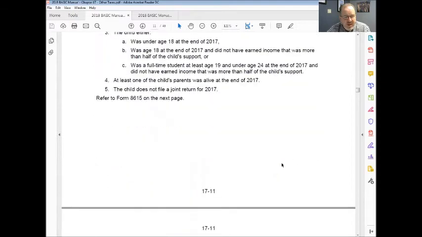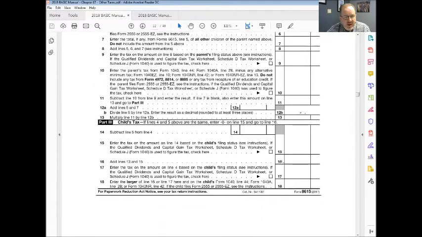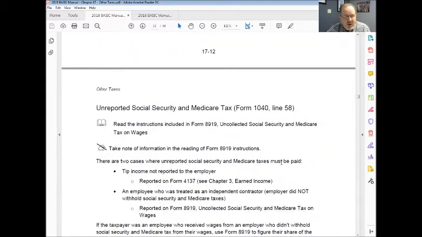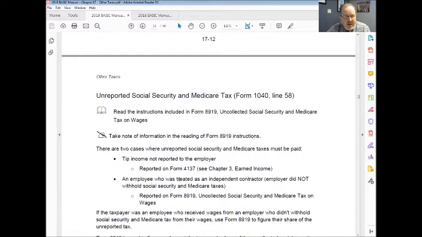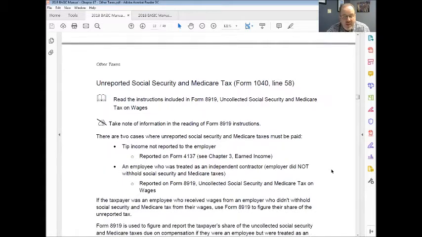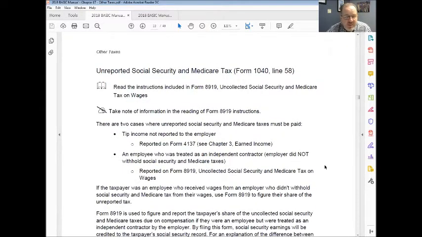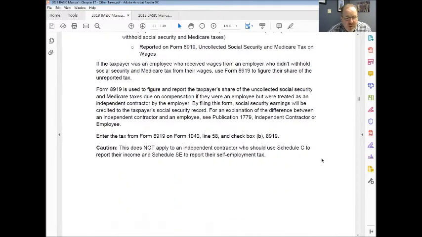Let's see here. I talked about the unreported Social Security and Medicare tax. Some of that really relates to what we talked about back in Chapter 3 on earned income, especially for those that have tips. So that's where you will see that one most often.